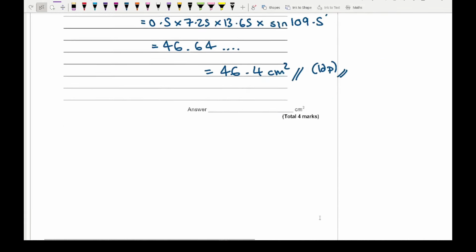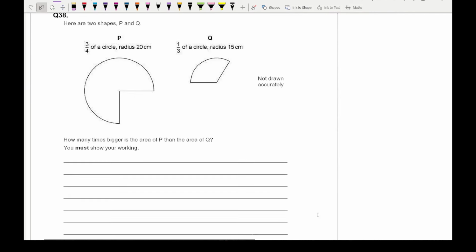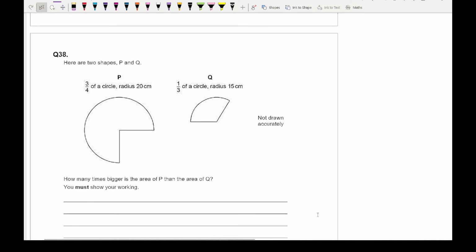Then moving on to question 2, which in this case is question 38, but that's what it is on the printout. So here it says, here are two shapes P and Q. P is 3/4 of a circle with a radius of 20 and Q is 1/3 of a circle with a radius of 15. And the question is asking us how many times bigger is area P than area Q.